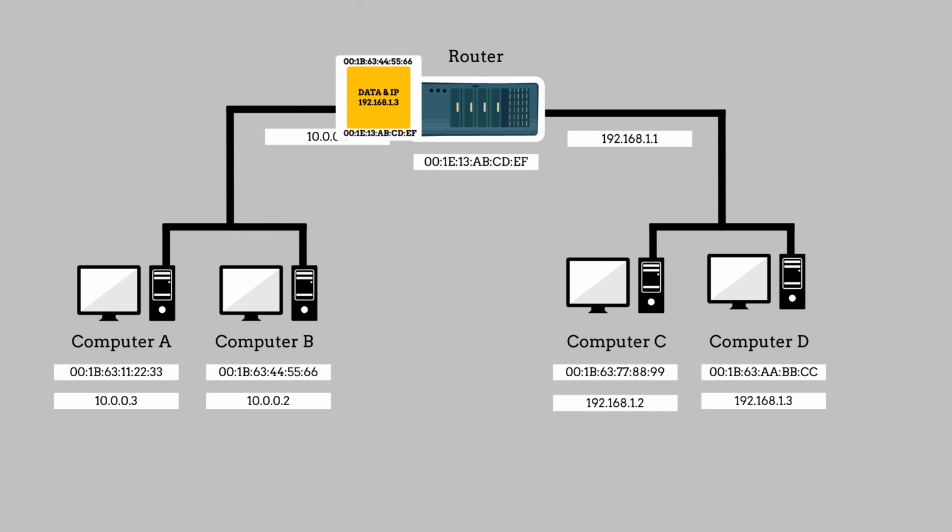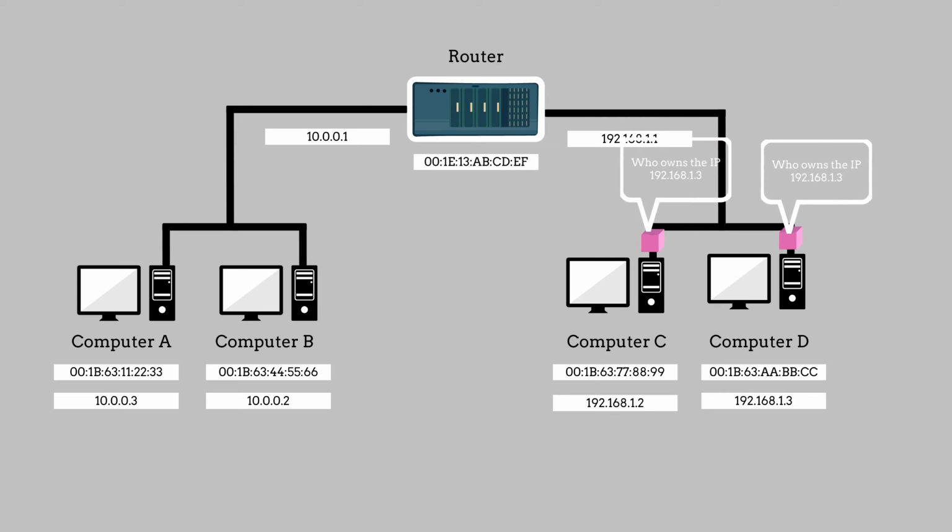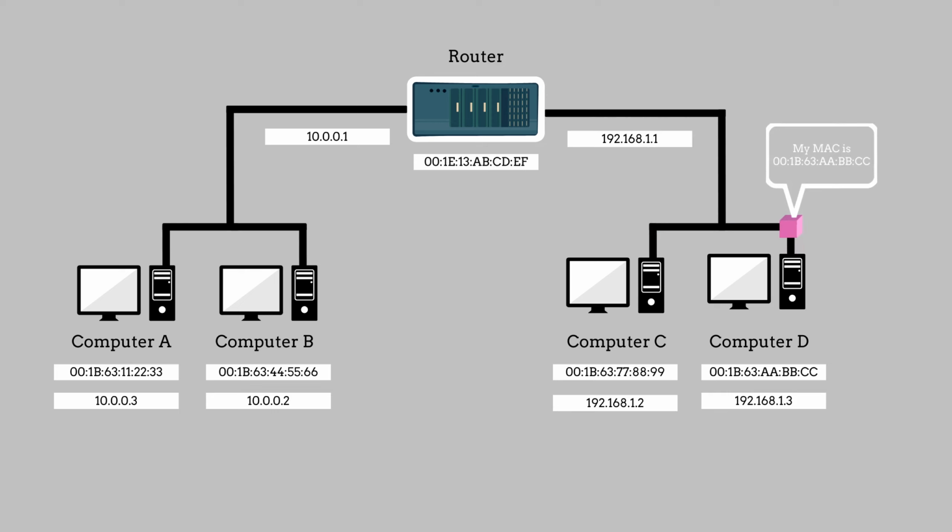Once the router receives the data from computer B, it will check if the IP address 192.168.1.3 is in its network. If this IP address is in the network, the router broadcasts the ARP request asking for the MAC address of the device with that IP address. As the IP address belongs to computer D, it would respond with its MAC address. Once the router receives the MAC address, it's ready for data transmission.